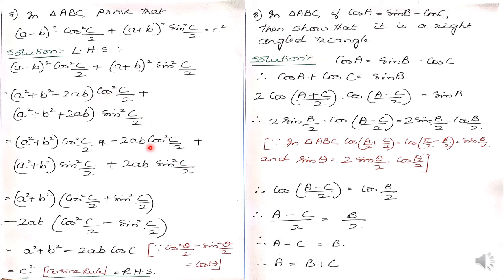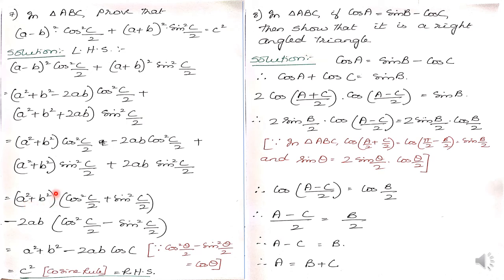In the next step, a square plus b square is taken common and it is multiplied with cos square C by 2 for the first term. Similarly, minus 2ab is also multiplied with cos square C by 2. Thus, we get this particular expression. And plus, in the second term, a square plus b square into sine square C by 2 plus 2ab into sine square C by 2.